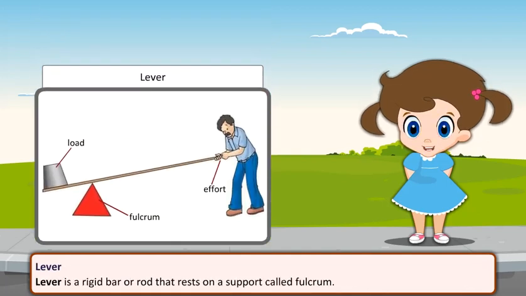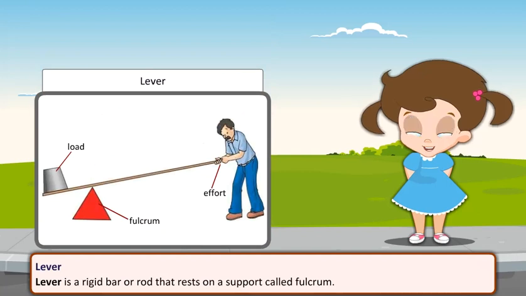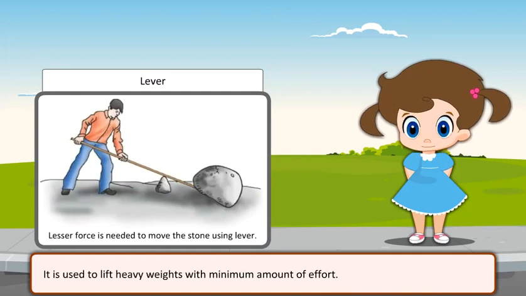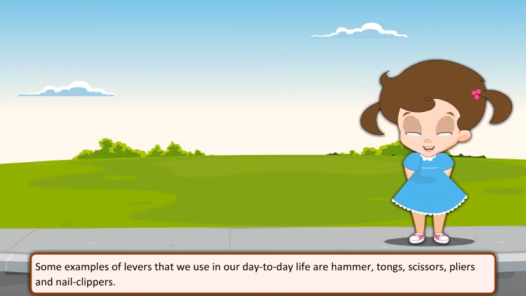Lever. A lever is a rigid bar or rod that rests on a support called a fulcrum. It is used to lift heavy weights with a minimum amount of effort. Some examples of levers that we use in our day-to-day life are hammer, tongs, scissors, pliers, and nail clippers.